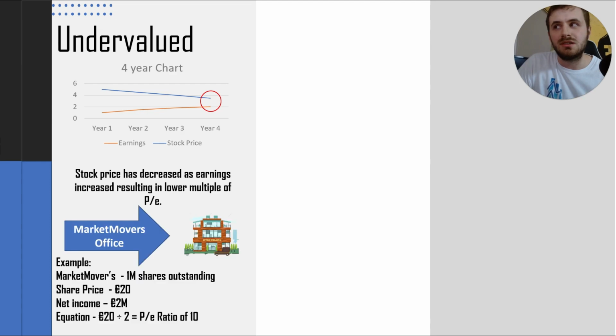As we go into this small little formula, you can see the Market Movers office there, and we're using our own company as just an example here. We have 1 million shares outstanding at the moment at a share price of 20. We have a net income of 2 million, so 20 euros divided by 2 gives us a PE ratio of 10. The market trades at an average between 20 to 25, which would indicate that this is potentially an undervalued stock. So you can see that you're probably not getting ripped off in this situation.